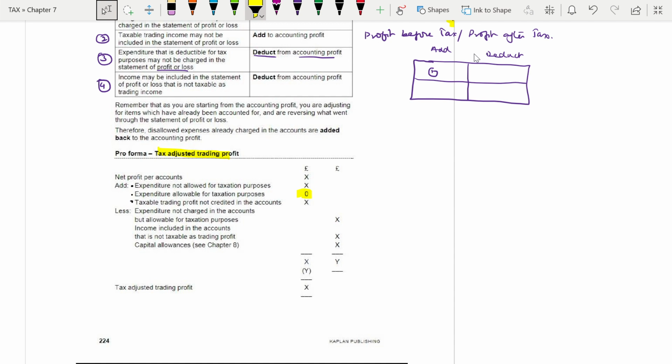We have to deduct it. That is not taxable as a trading profit. Any capital allowances? This is chapter 7. Next chapter we are talking about the capital allowance. When you are purchasing the assets, they will give some rebate, some reliefs. There are some conditions for the new asset, for the old asset, like that. Those allowances should be deducted while calculating the tax adjusted profit.